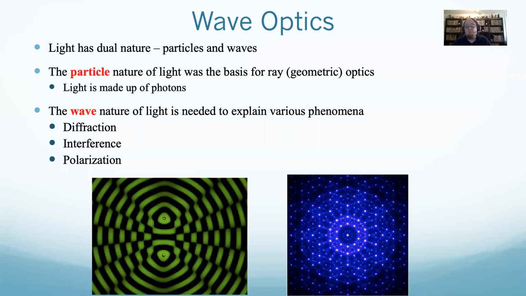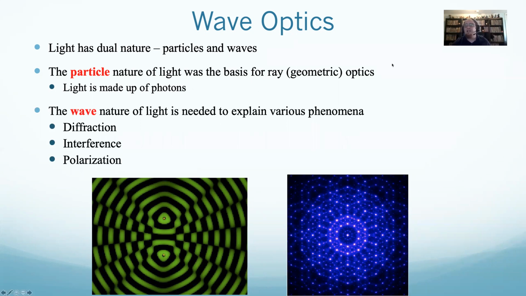This chapter is mostly going to be talking about the wave nature of light and the crazy things it can do. I'm going to get a little bit at the end into optical instruments, talk about things like telescopes and microscopes and things like that. But for the most part, we're just going to talk about the wave nature of light.